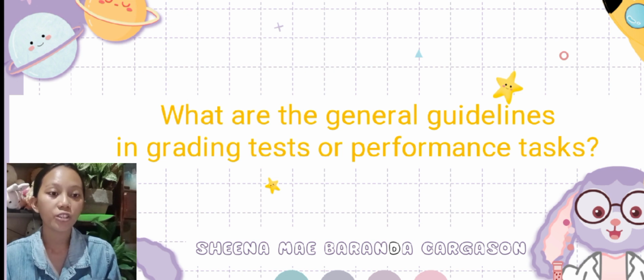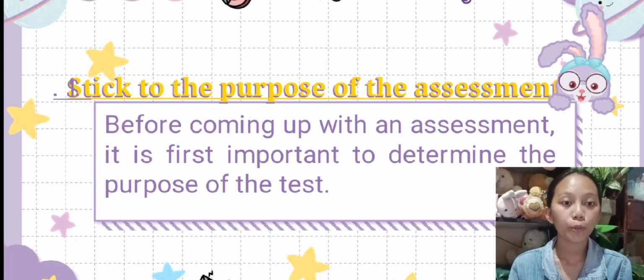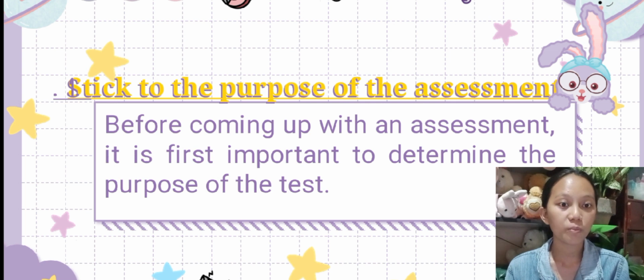The following are the general guidelines in grading tests or performance tasks. First, stick to the purpose of the assessment. Before coming up with an assessment, it is first important to determine the purpose of the test. Will the assessment be used for diagnostic purposes? Would it be a formative assessment or a summative assessment? Diagnostic and formative assessments are generally not graded.